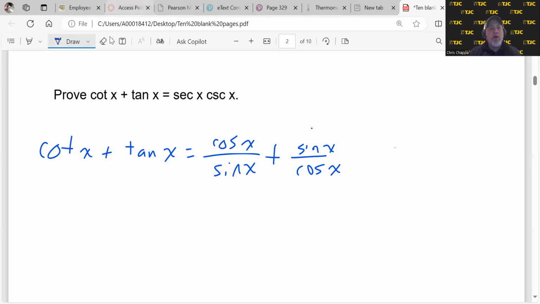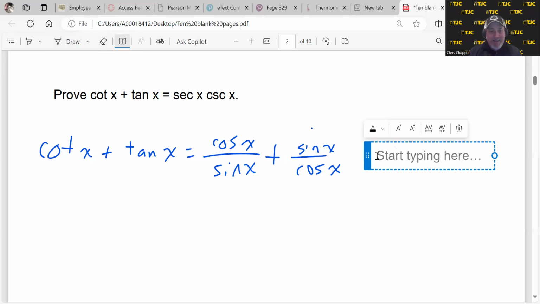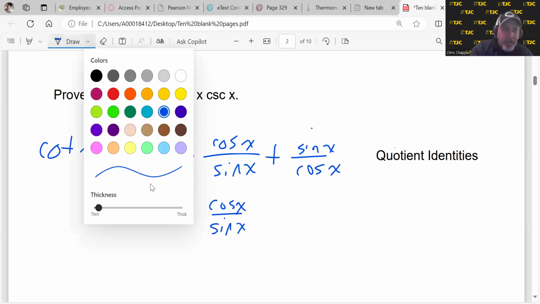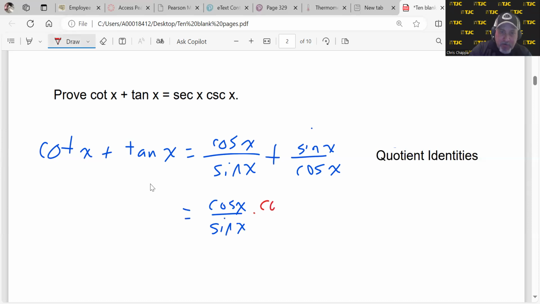But when you pull off a move, what I would like for you to do is go to the right and cite what you did. In this case, I did quotient identities. Then I would recommend progressing vertically. So for example, the next move that we did is we multiplied both sides of each fraction by the right thing to get a common denominator. So in this case, we would multiply the first fraction by cosine x over cosine x.